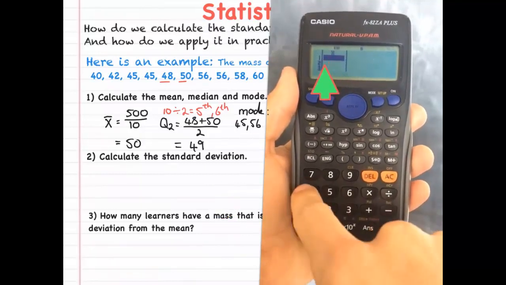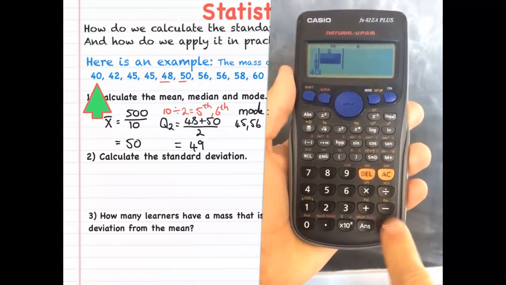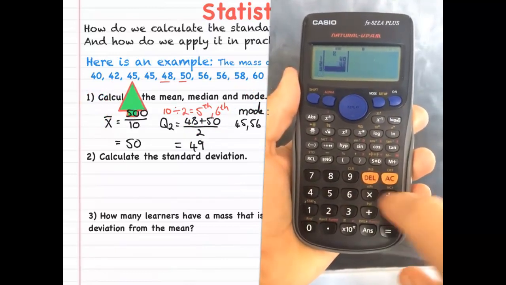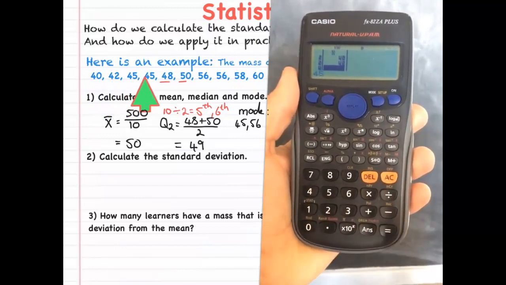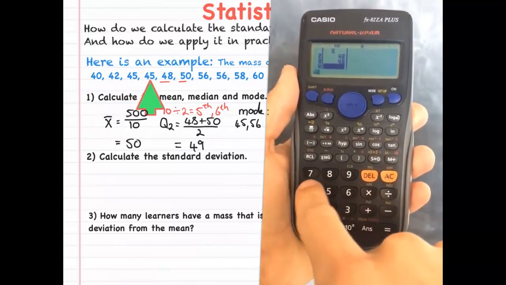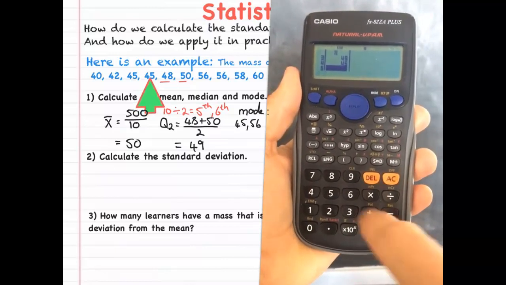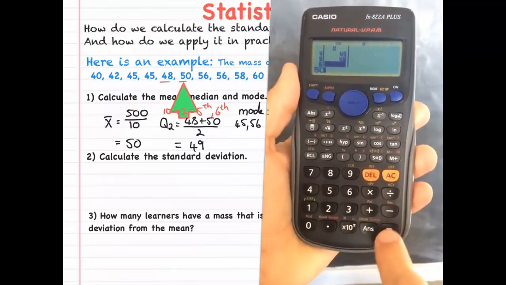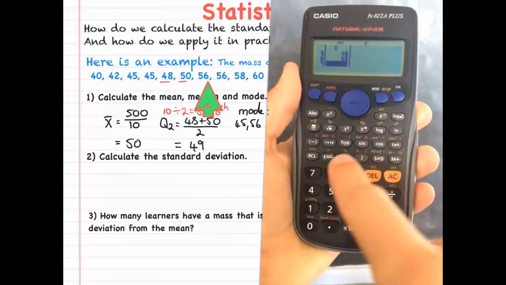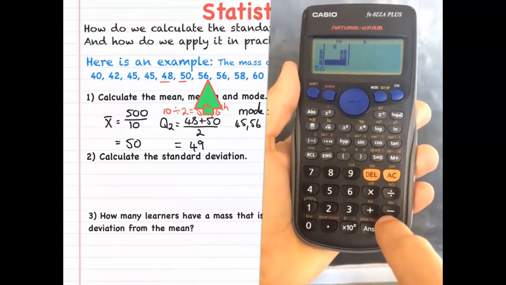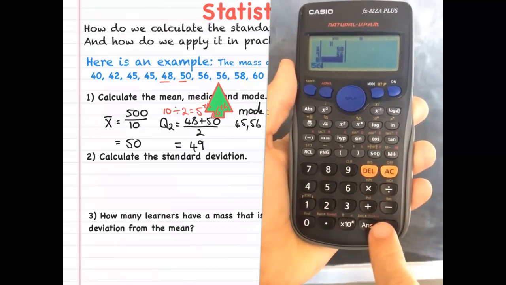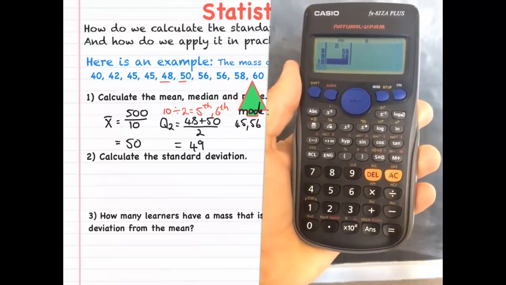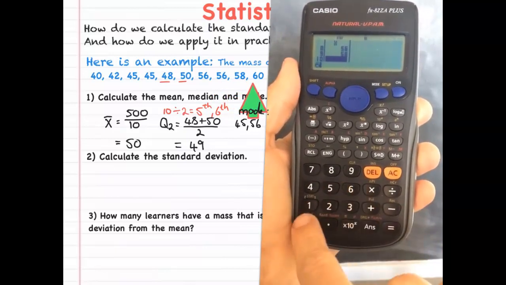Now we're going to enter all our x values. So we start with 40 and then we press equal. 42, press equal. 45, press equal. 45 again, which is our 4th number, and there we go. And then 48 equal. 50 equal. And 56, there we go. And another 56. And then 58, there we go, and our last number, which is 60.